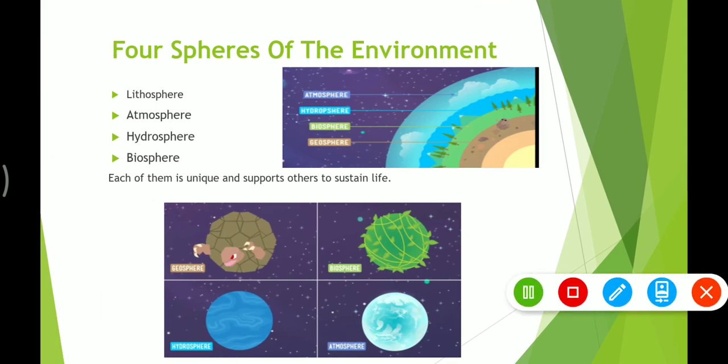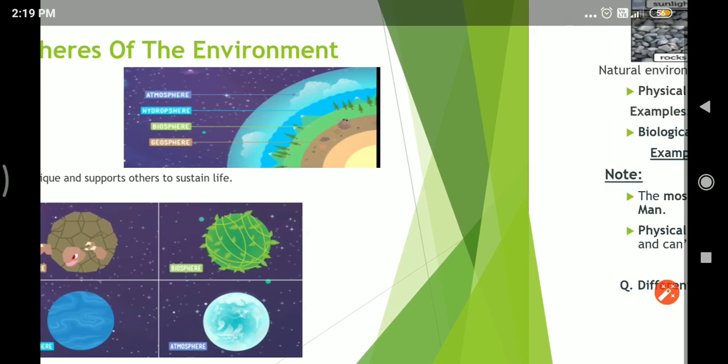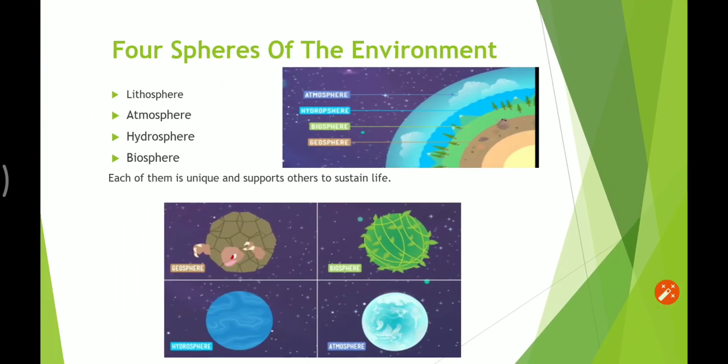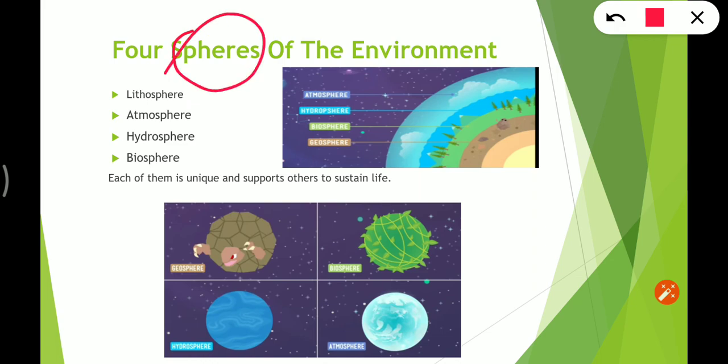Now we have spheres. We'll discuss spheres. There are four spheres of the environment. The first one is atmosphere, then hydrosphere, then biosphere, then geosphere. This is also called lithosphere. In your book it is lithosphere, so be careful about this.